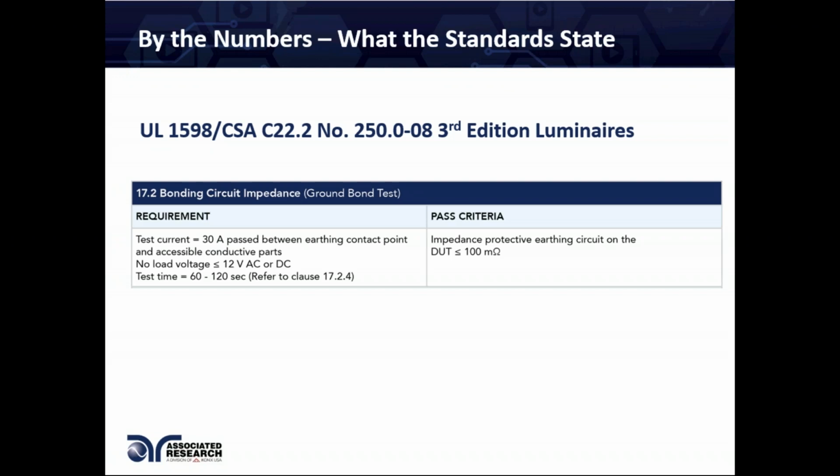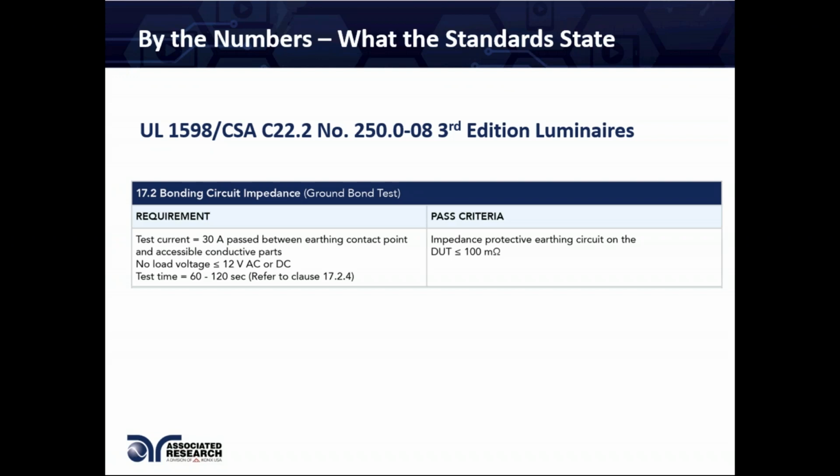So this obviously sounds like a design test, because normally a ground bond test for a production line is a 1 second test. And again, the impedance of protective earthing circuit on the DUT should be less than or equal to 100 milliohms. So there goes your high limit.